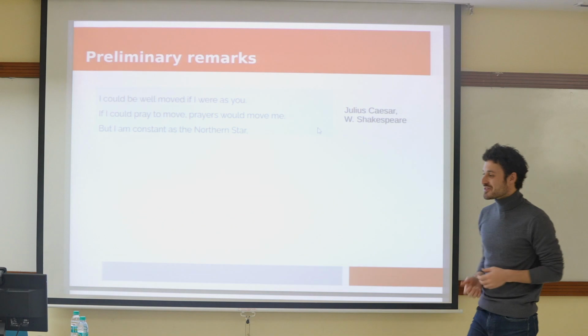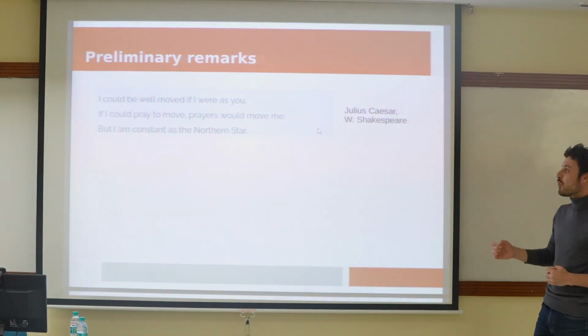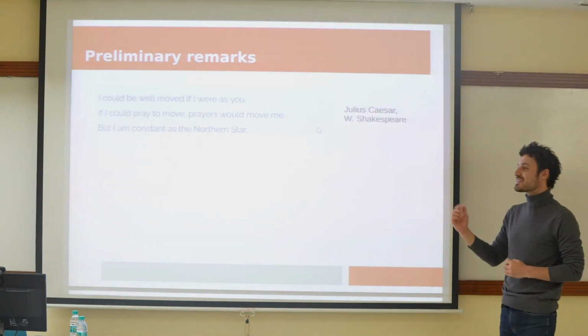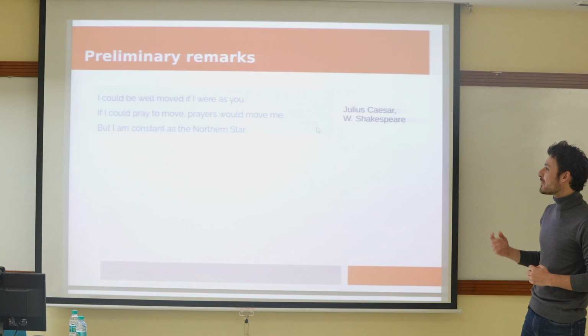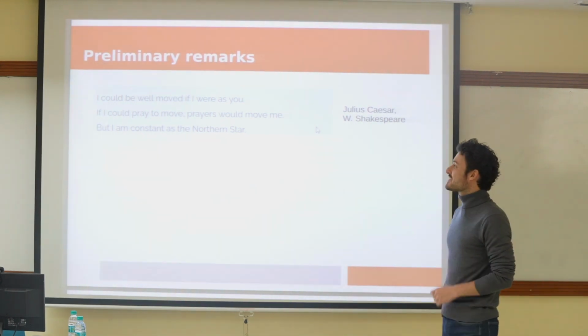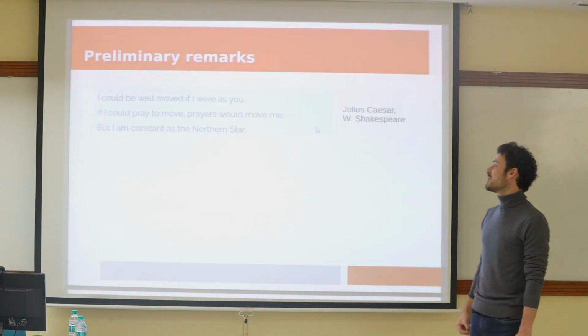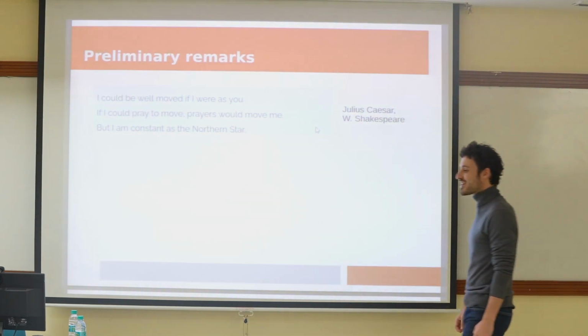At some point, Calpurnia wants to warn Caesar about the Ides of March and to change his decision. And basically Caesar answers, "I could be well moved if I were as you. If I could pray to move, prayers would move me, but I am constant as the northern star."